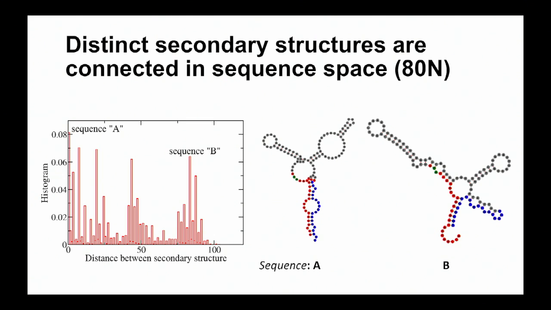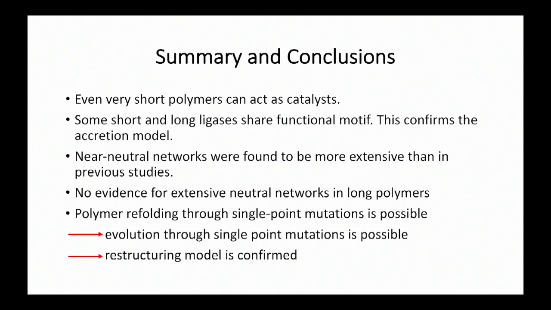So let's conclude what we learned from this exercise. First of all, even very short polymers can act as catalysts. 20 nucleotides is quite short for a function that is not necessarily that simple, like ligase. Some short and long ligases share functional motifs. So that confirms this accretion model, and to my knowledge, this is the first evidence for this accretion model.